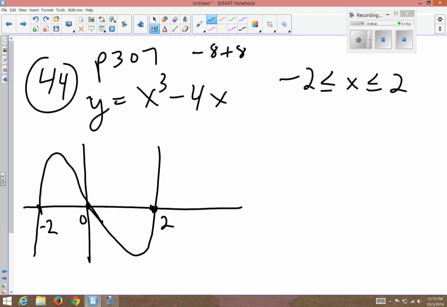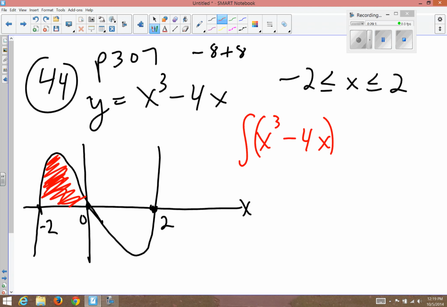So to find the total area between this curve and the x-axis, we are going to find the area of this part and double it, because we believe this is symmetric, the same area down here. So the area of the red part is going to be the integral of this function. It's the part I'm doing that is above the x-axis, from negative 2 to 0. And if we double that integral, we'll get this entire area.